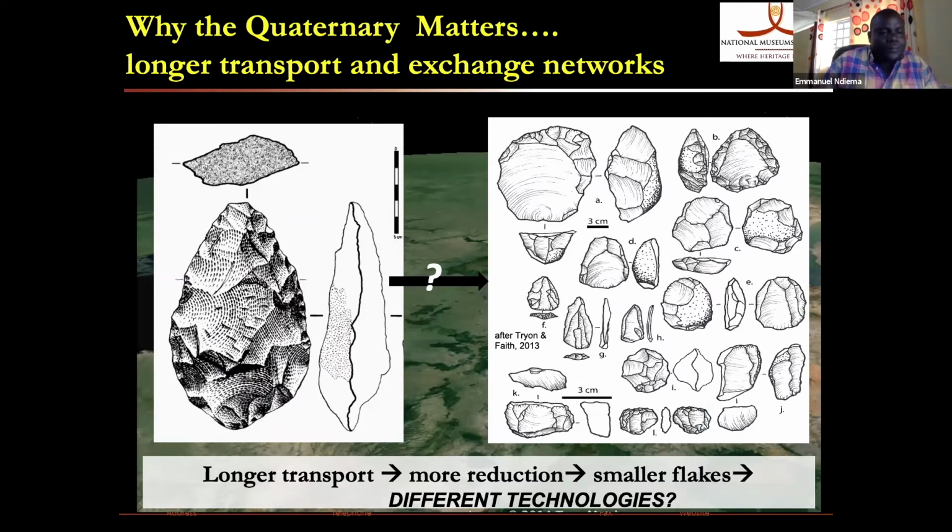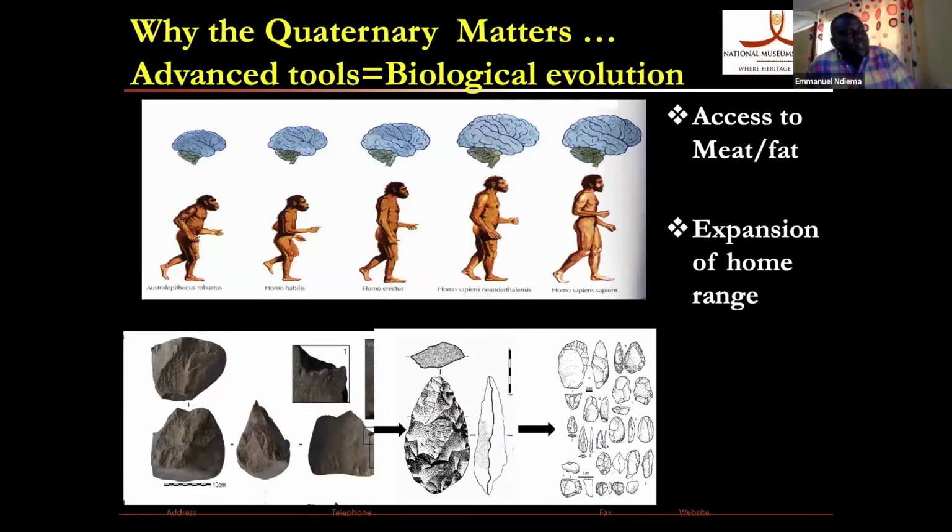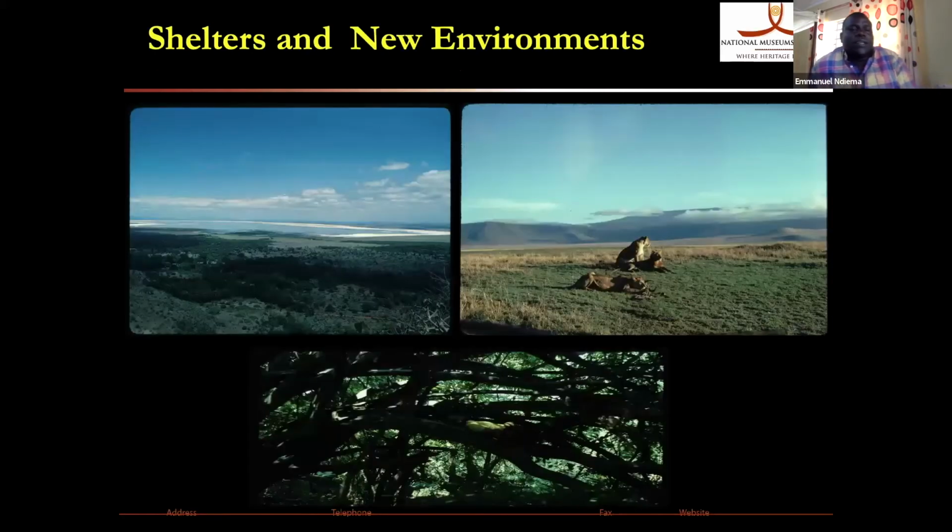And therefore, having an efficient toolkit and being able to use it to access different resources meant that there was increased access to nutritional food such as meat, and the reduced toolkit also meant that there was an expansion of the home range. This advanced toolkit equals also biological evolution, meaning more improved brain size, with more nutritious food coming with it. So all these dynamics are happening within the quaternary period. And that's why it matters.